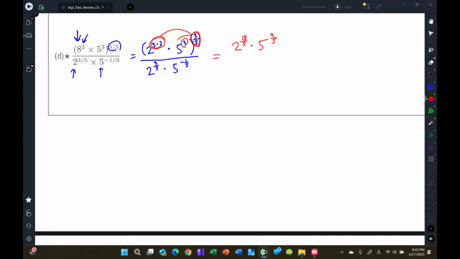Teacher, I think it's getting more complicated. Oh, we'll have to see, right? And you have 2 to the 3/5. I'm going to just copy that down.